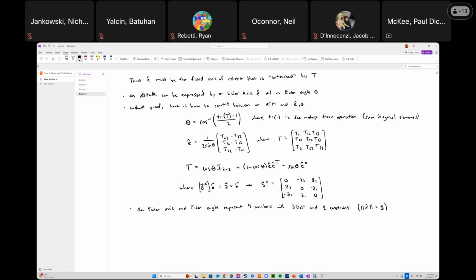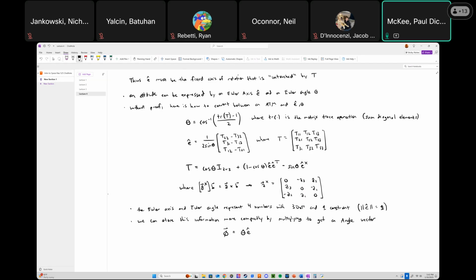Okay, we can store this information more compactly by multiplying them to get an angle vector. And that's simply the angle vector, which I'm going to write as phi, is just theta E.